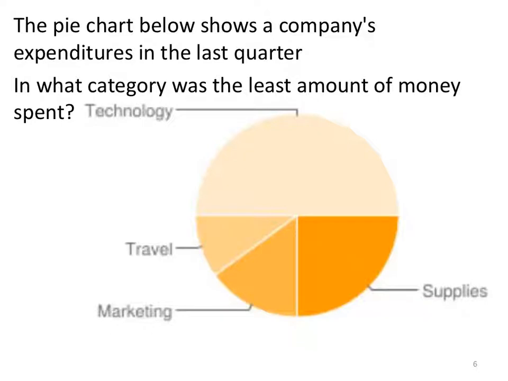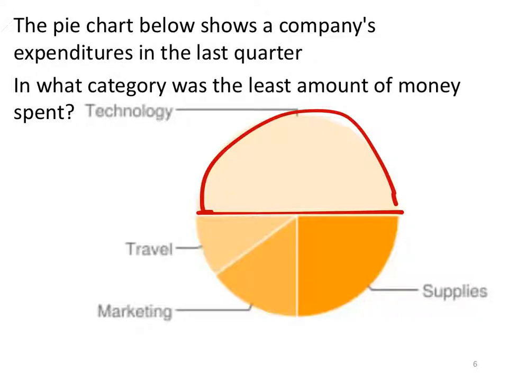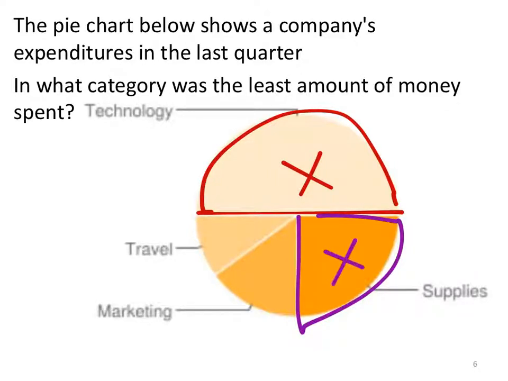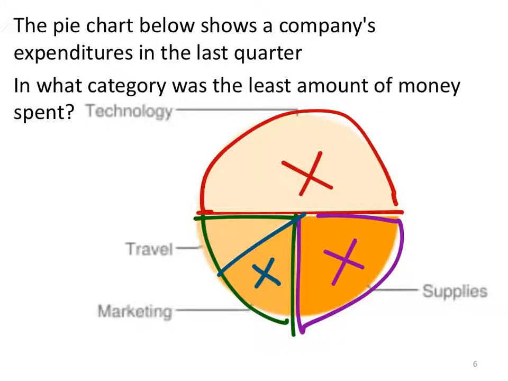The pie chart below shows a company's expenditures in the last quarter. In what category was the least amount of money spent? This whole section right here is technology. That's the biggest portion, so it's not that one. Then we've got supplies, which is bigger than these other two. So we just have these two split right here. It appears to me that this one is bigger than this other slice, so I'm going to say that this one is the smallest, for the least amount of money. So the answer to this one is travel.